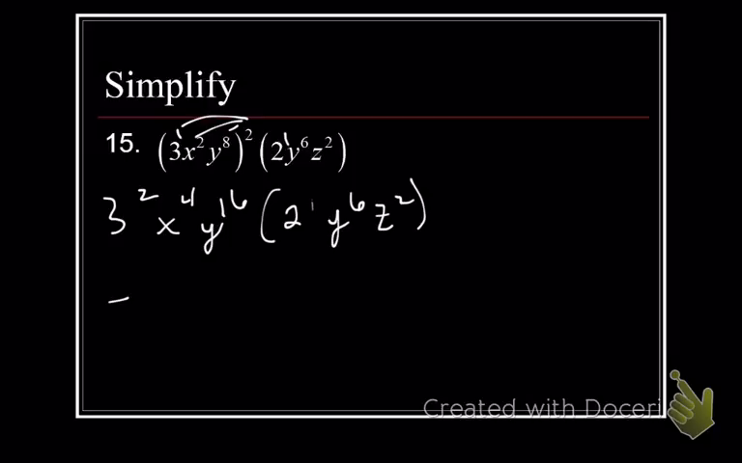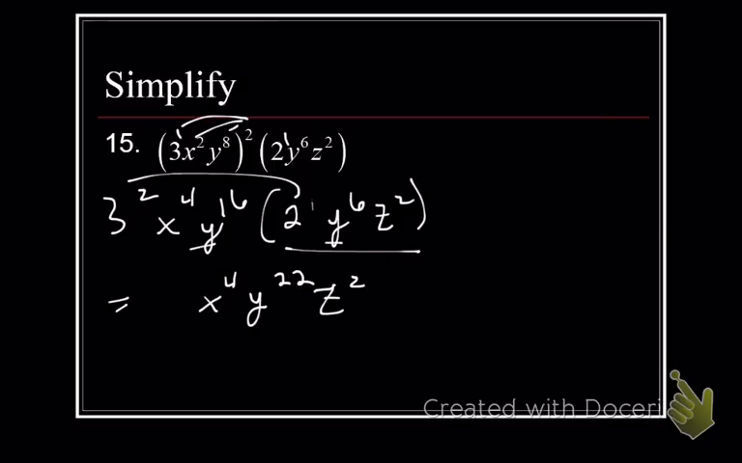Like bases, there's no x over here in the parentheses, so the x to the 4th stays the same. Y to the 16th, y to the 6th, we want to add those two together and get y to the 22nd. And this becomes z squared. Now, we've got 3 squared, which is 9, and then we can multiply the 9 times the 2 and get 18. Okay, so you should have ended up with 18, x to the 4th, y to the 22nd, z squared.